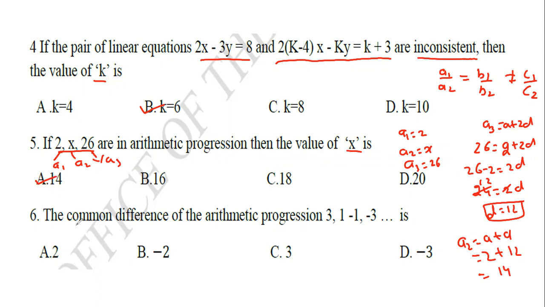You need to find out the common difference of the arithmetic progression 3, 1, minus 1, minus 3, and so on. So what is the formula? Common difference formula: d is equal to a2 minus a1. a2 is 1, minus a1 is 3. 1 minus 3 is minus 2. So which option is right? Option B is correct.